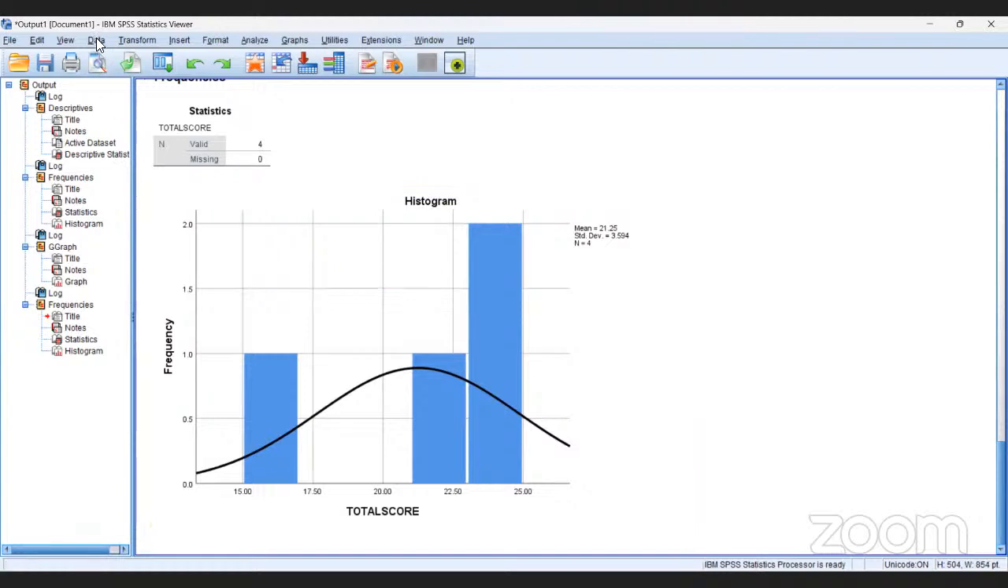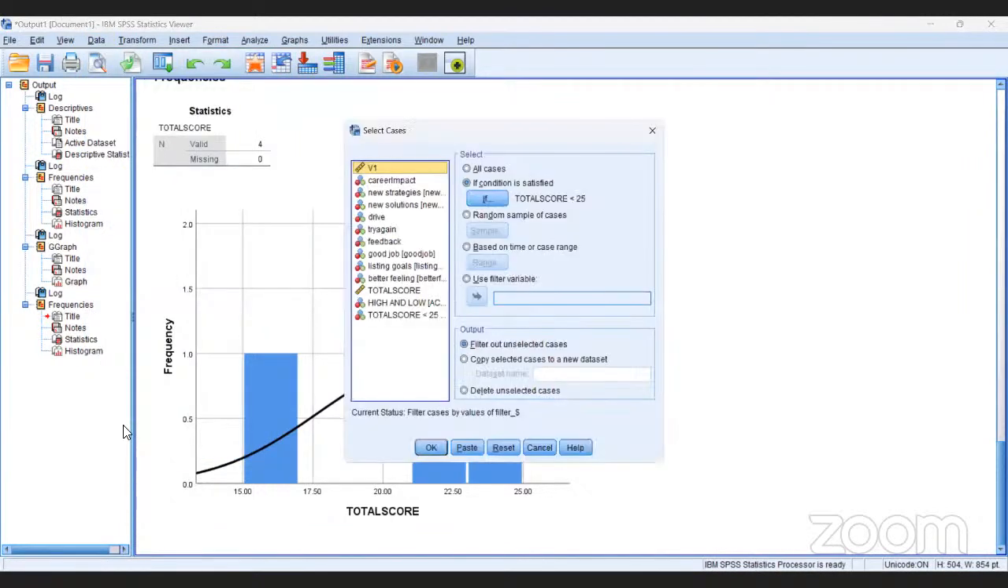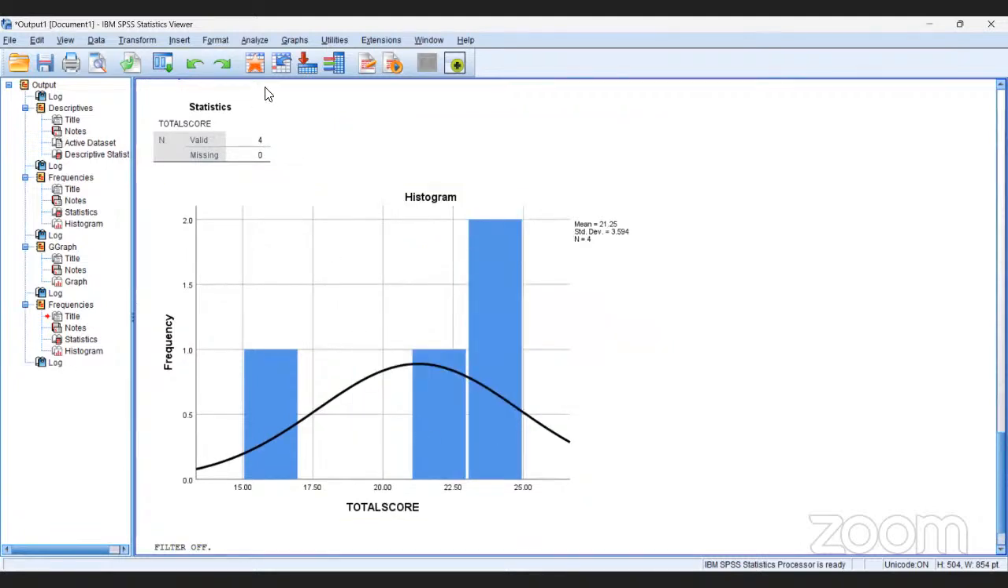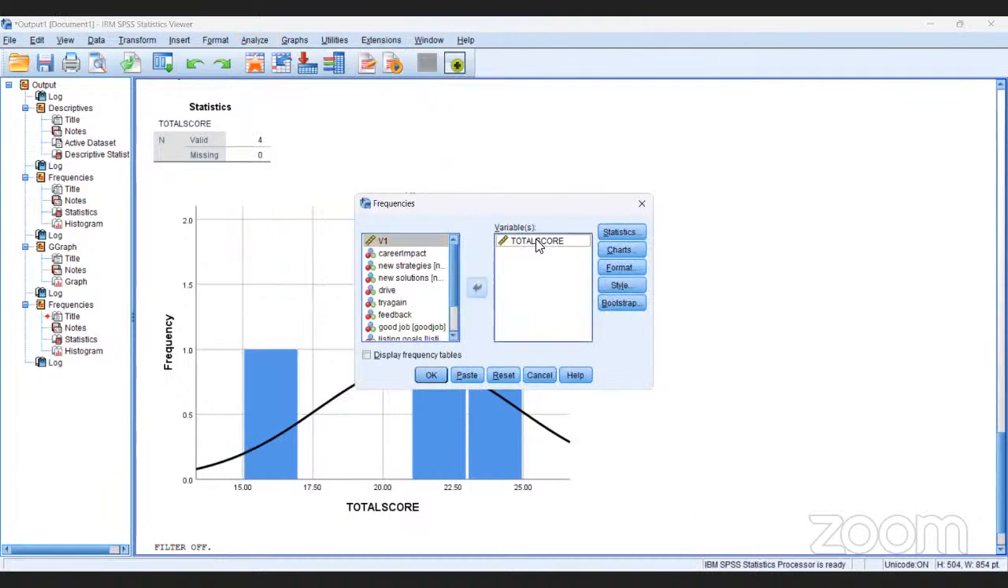Therefore, again I am going to select cases, and instead of a few cases, I will select all cases. Then I can do the analysis about my independent variable. This is my dependent variable.